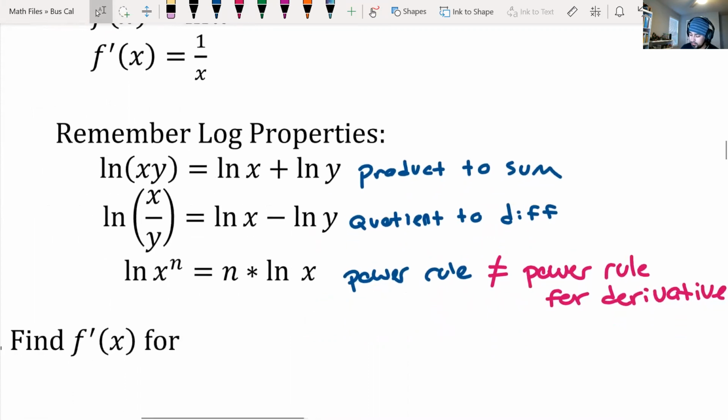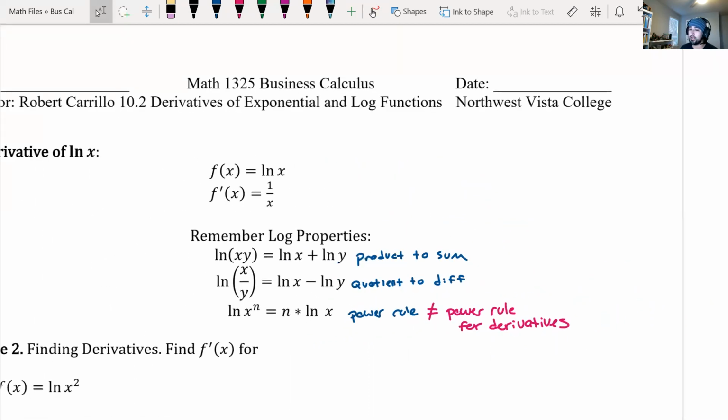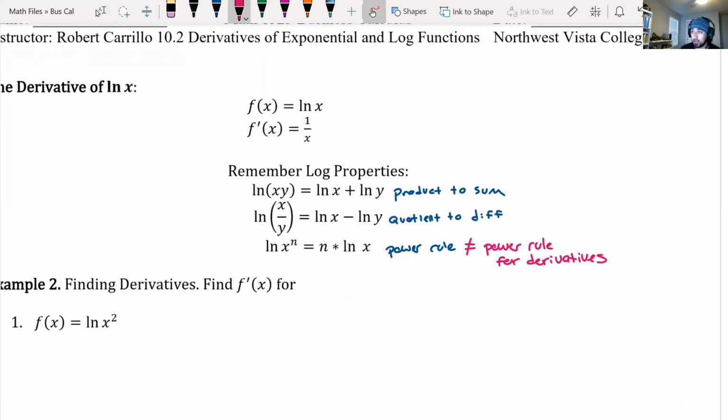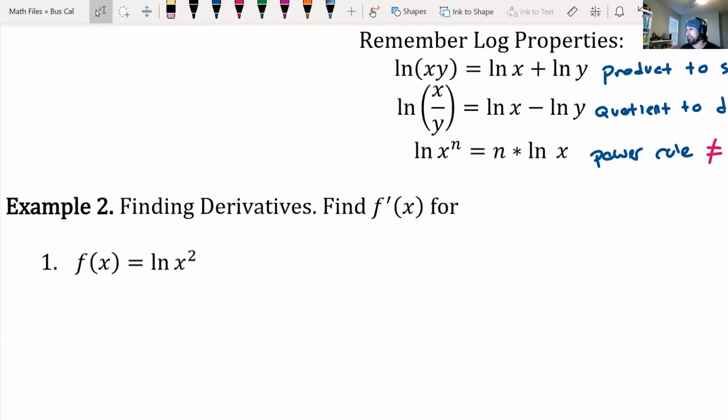Okay. So with all these properties, let's go ahead and try out these log derivatives. And remember, we can only take the derivative of a natural log if it's in the form of natural log of x. If you see anything else there, we have to rewrite it before we take the derivative. So, number 1, you have f of x equals the natural log of x squared. We can't take the derivative until we rewrite this. What can I do with that power of 2? Put it in front of the log. You make it 2 times the natural log of x. And again, we have not taken the derivative. We have rewritten it by the power rule.